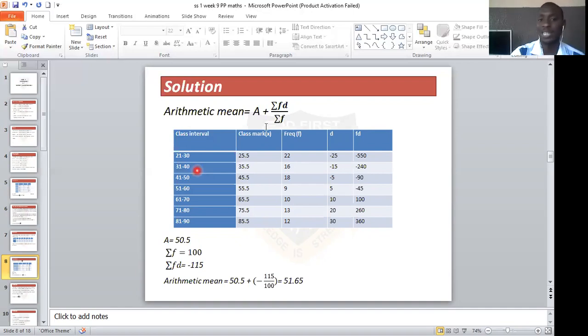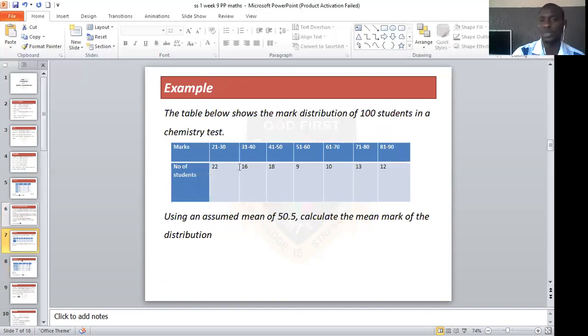And you know how to calculate your class mark, which is the lower class limit plus the upper class limit divided by 2. That is 21 plus 30 will give you 51, divided by 2 will give you 25.5. So we take this first. 22 is the frequency of the class 21 to 30. You can see this is the number of students, the frequency. So that remains.